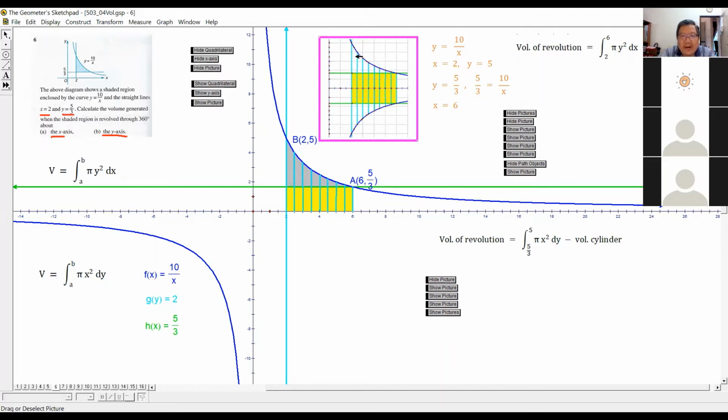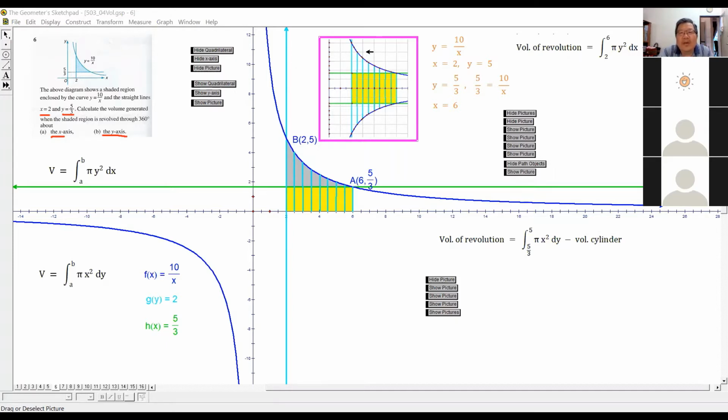This whole thing, the blue part, minus the yellow. Correct, the blue part minus the yellow one. Very good. Now, the yellow part is a rectangle. When you rotate them, what will you get? You are actually getting a cylinder.